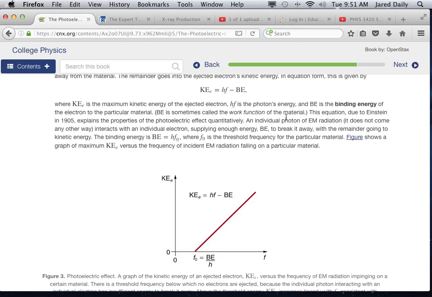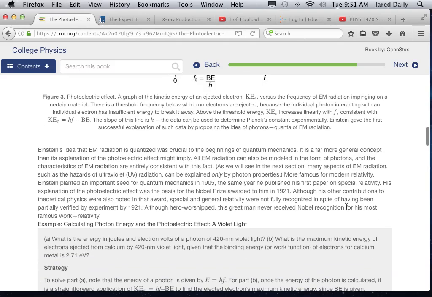The binding energy is the amount of energy that the electron needs to stay in the atom, or is holding the electron in the atom. So hf subtract the binding energy, and the weaker the binding energy, of course, the more of these you're going to get out at a particular frequency. And that's what got him the Nobel Prize.